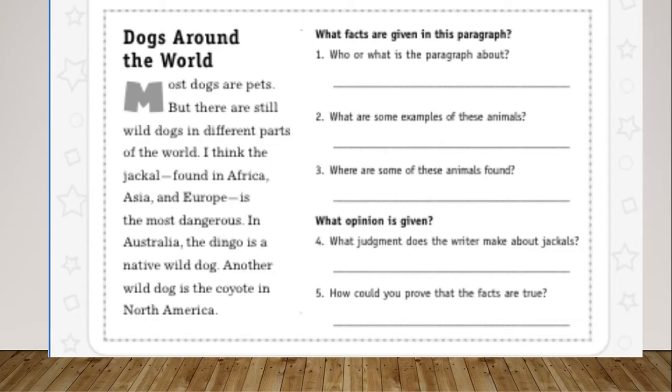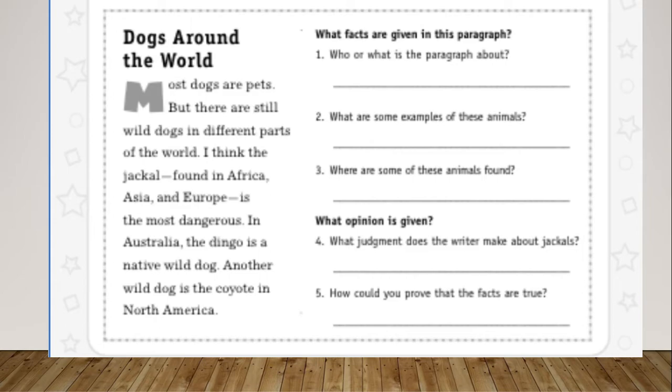Now, when we're thinking about an opinion, what judgment does the author make about jackals? When we look at this, we can see that the author said, I think. When an author says, I think, this is a sign of them showing their opinion. It says, I think jackals are the most dangerous. We do not know if that's 100% factual. So in this case, that becomes an opinion.